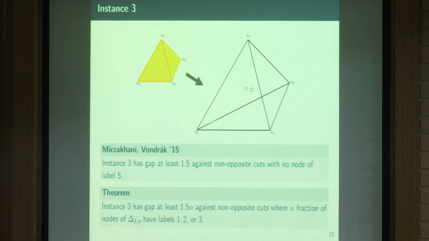So it turns out that this instance has large gap, where the gap is parameterized by the fraction of nodes having labels 1, 2, or 3 on this face. Okay, so there are a lot of technical details here. Basically in all instances, there were some previous observations, but by giving a more detailed analysis of these instances, you can state something stronger on the integrality gap.